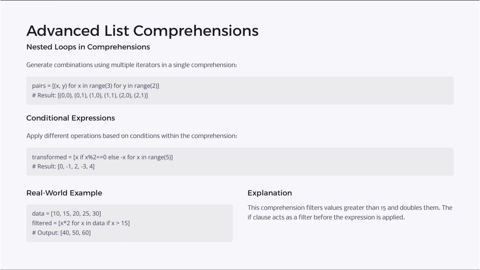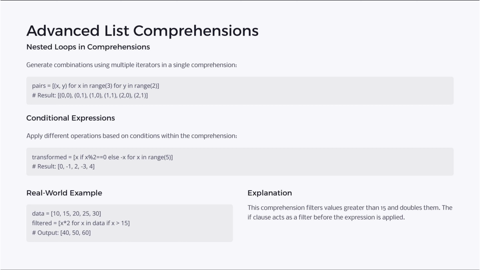Advanced list comprehensions allow for generating combinations using nested loops, such as pairs = [(x, y) for x in range(3) for y in range(2)], resulting in [(0, 0), (0, 1), (1, 0), (1, 1), (2, 0), (2, 1)].